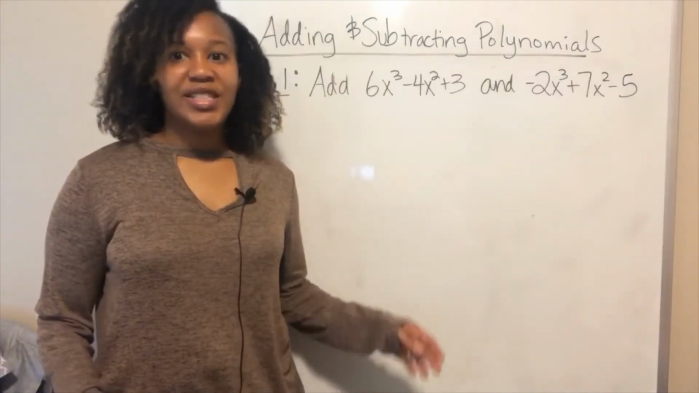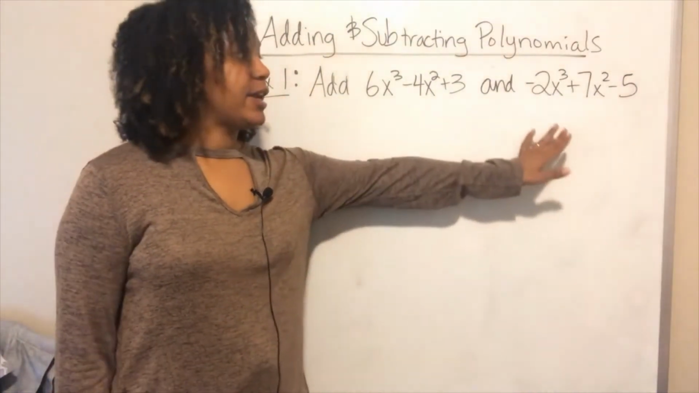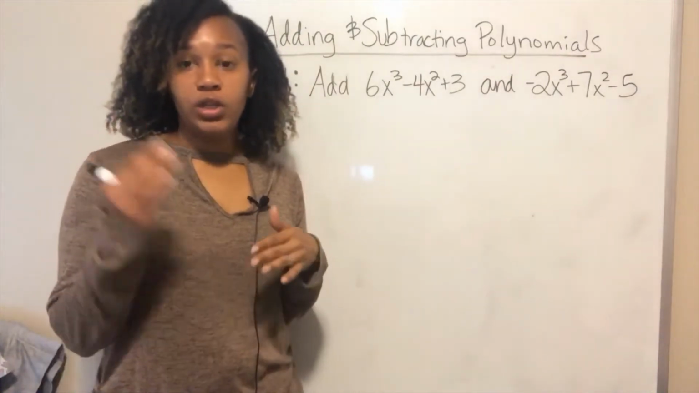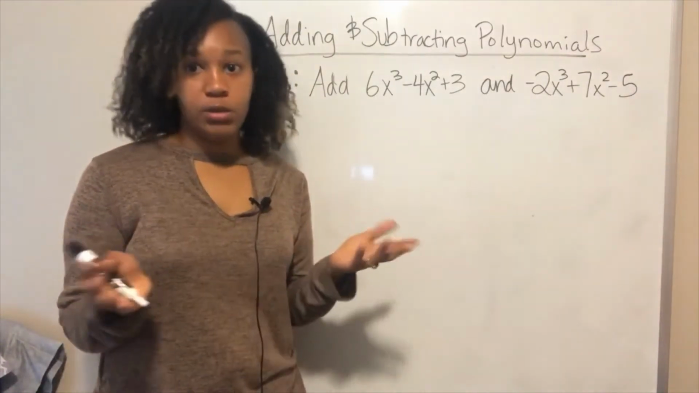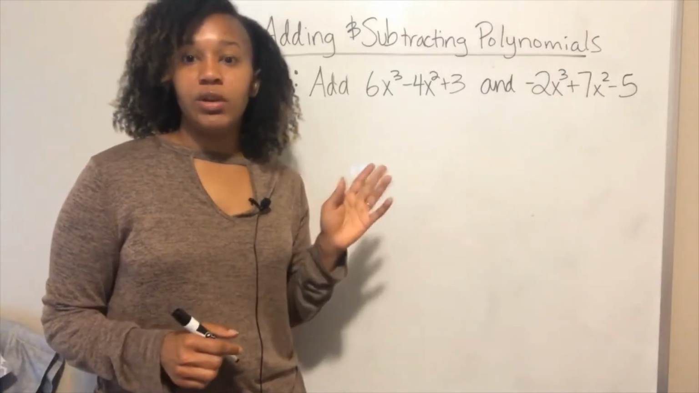In this first example, we want to add 6x to the third minus 4x squared plus 3 and negative 2x to the third plus 7x squared minus 5. Now, there are two ways you can set up the addition and or subtraction of polynomials. You can set them up vertically or you can set them up horizontally. So I'm going to show you an example of both.